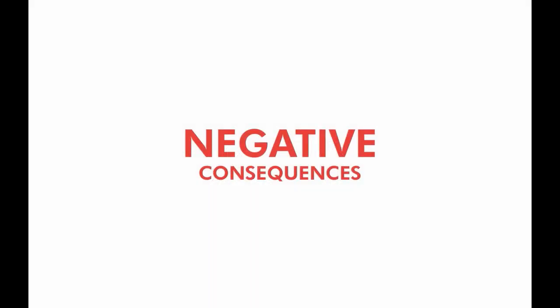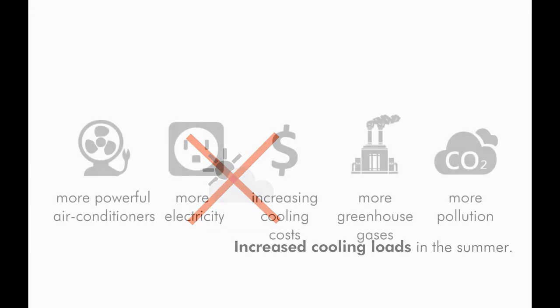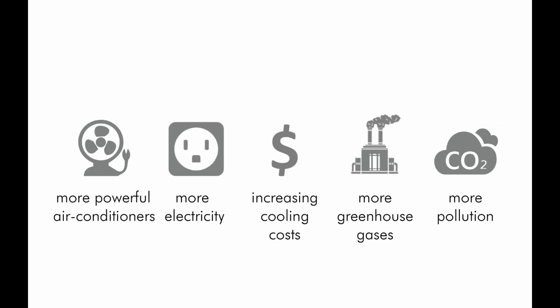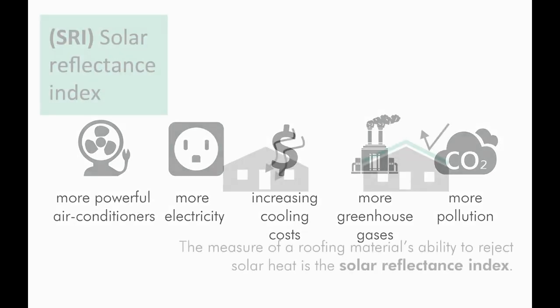Urban heat island effects have many negative consequences. First, plants and animals sensitive to temperature fluctuations may find habitat inhospitable. Second, human health may suffer because exposure to ground-level pollution is often worse in places affected by heat islands. Heat islands increase cooling loads in the summer, necessitating larger, more powerful air conditioners that use more electricity, in turn increasing cooling costs, producing more greenhouse gases, and generating more pollution.